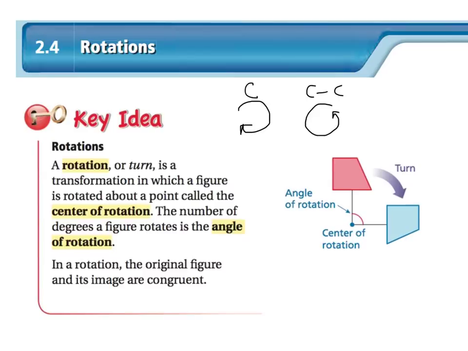So the number of degrees a figure rotates is the angle of rotation. As you see here, this angle of rotation is going clockwise. And the point at which it turns is called the center of rotation. This is also a rigid motion. So in a rotation, the original figure, which is the pre-image, and its image are congruent.